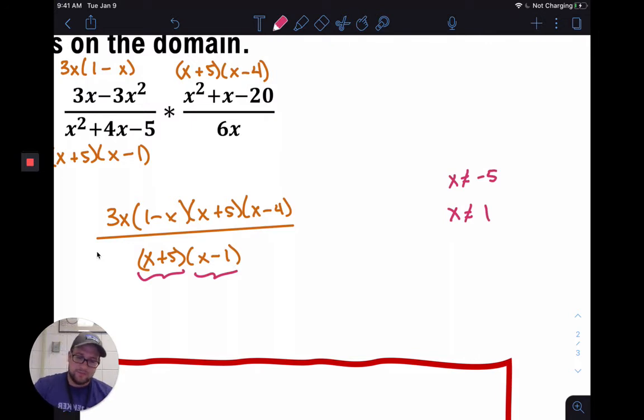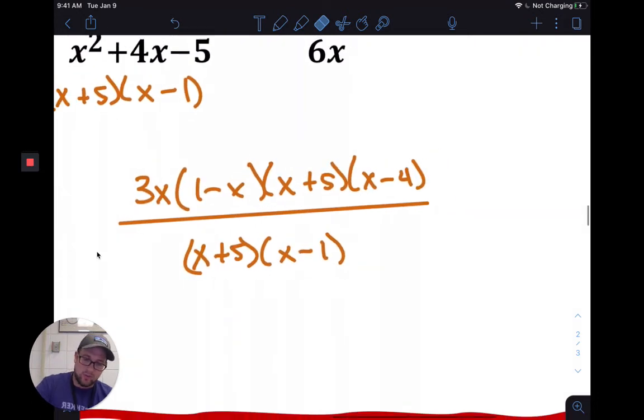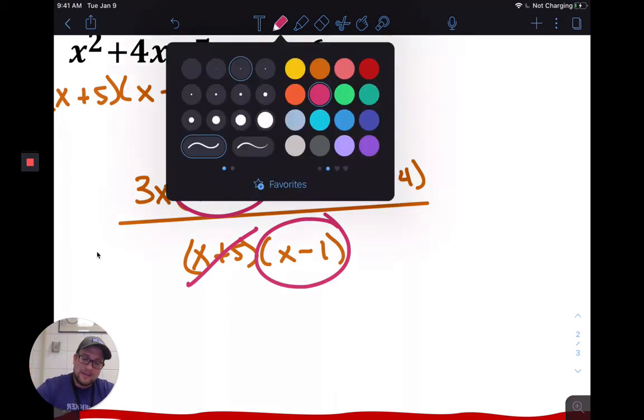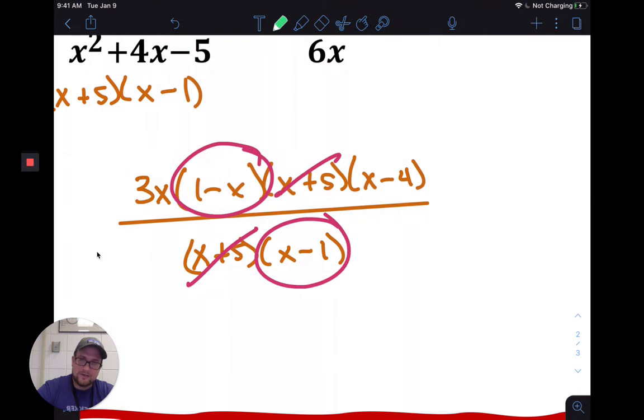Now we get to cancel. If you're looking at this and saying, I can really only cancel this and this, but this and this I cannot cancel, the reason is they're different. 1 minus x is definitely going to give us an answer that is different from x minus 1. The way we can combat that, because they're close, if you look at this top one and think to yourself, well, what if I factored out a negative 1?